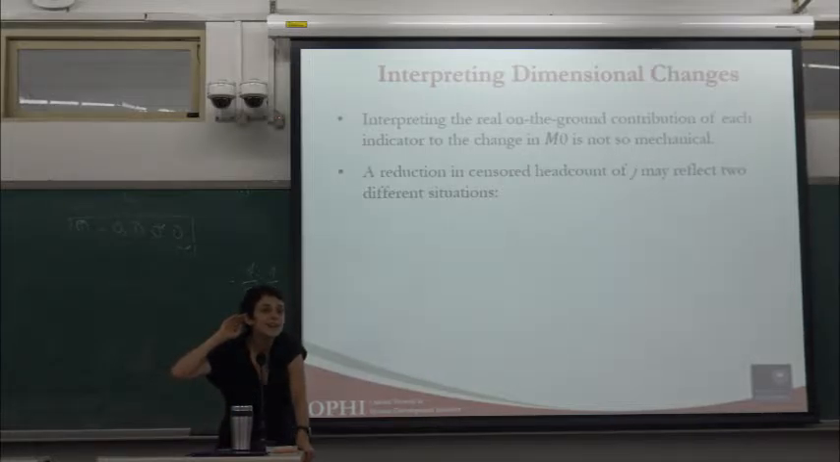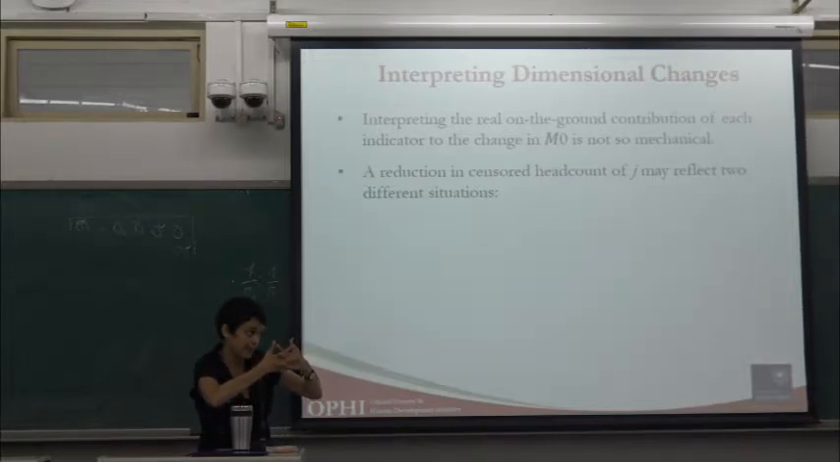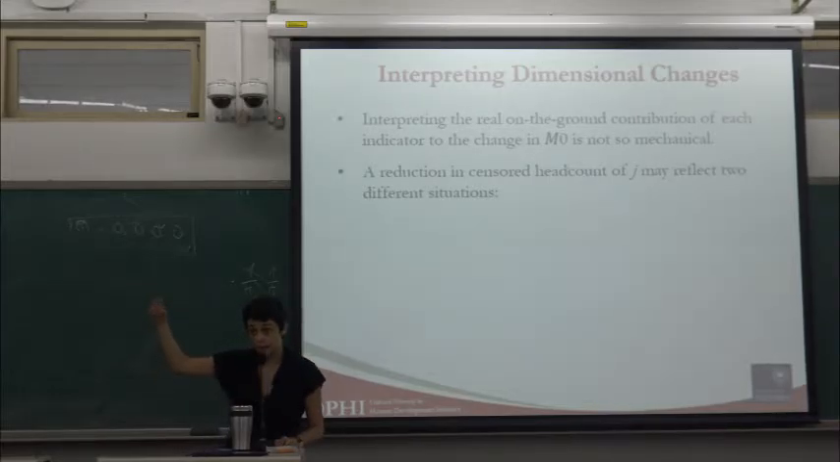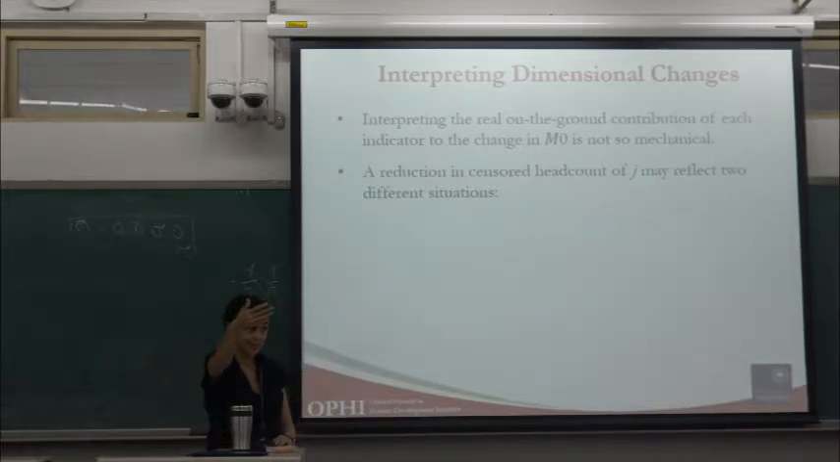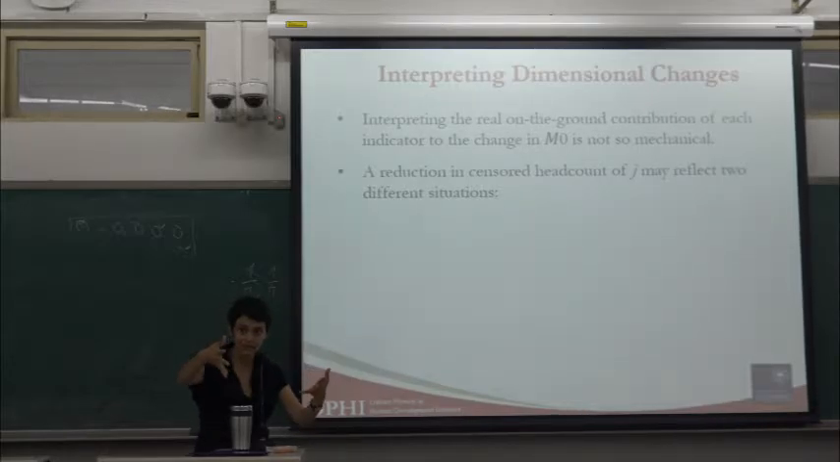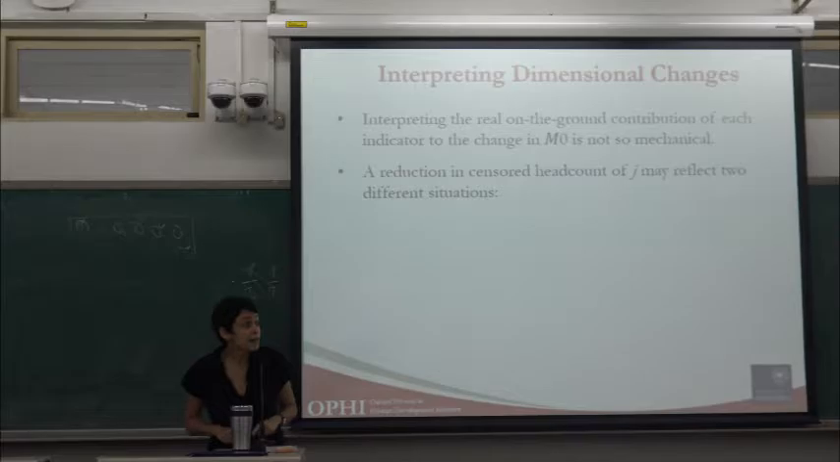Reduction of the intensity. Reduction of the number of codes. Exactly, or the combination of codes. So a reduction in the censored head count is a combination of effects. It might be because there are fewer people deprived in nutrition, so it would be a reduction in the intensity. People are less deprived in nutrition because the government has invested, and now people are not deprived of nutrition. Or it can be something else.